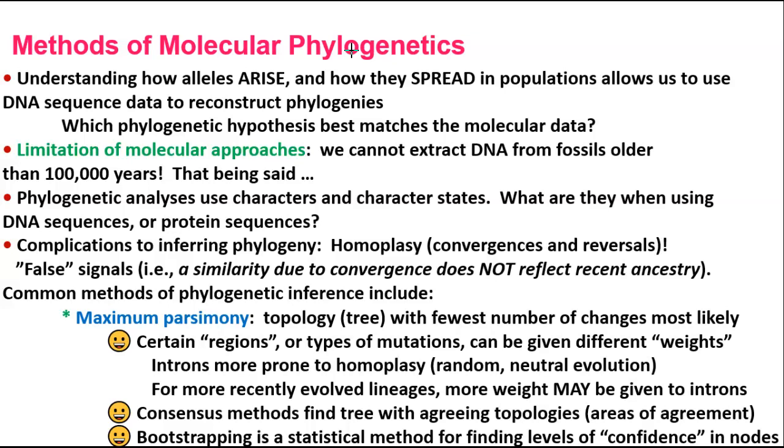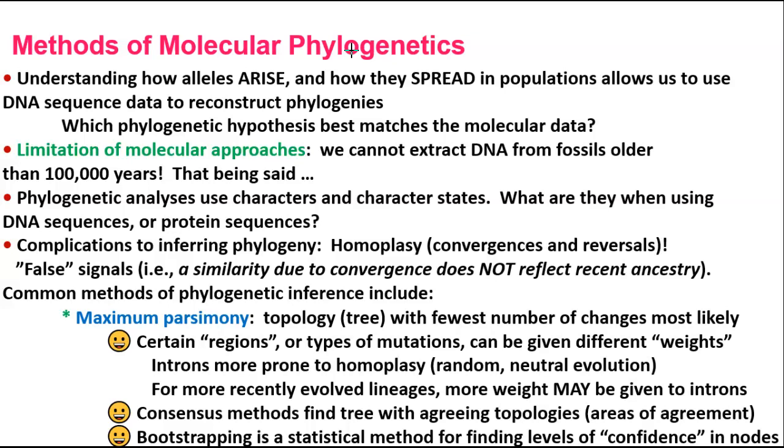Another one that you were introduced to back in chapter 4 is consensus methods. Remember that those find the phylogenetic tree with agreeing topologies, areas of agreement. So you might end up with some polytomies because the trees disagree in certain areas, but you also end up with resolution because trees are agreeing on certain arrangements of branches. So go back, review consensus methods if you need to, but they are also used here in molecular phylogenetics.